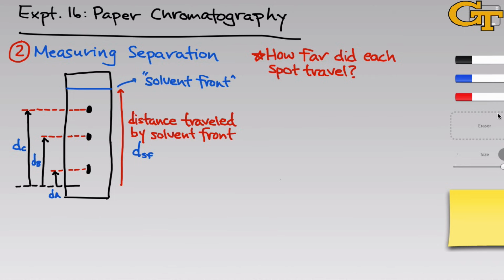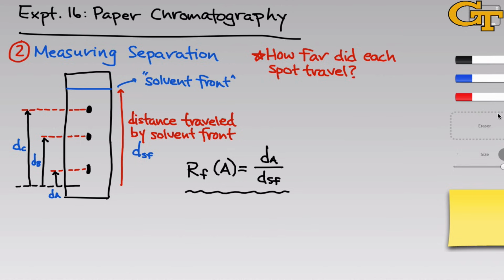To communicate the distance traveled by each spot using a measure that's independent of the total distance traveled by the mobile phase, we use what's called RF, or retention factor. So the retention factor of spot A, for example, is the distance traveled by spot A, d sub A, divided or normalized by the total distance traveled by the solvent front, d sub SF, and RF of B and C are defined analogously.